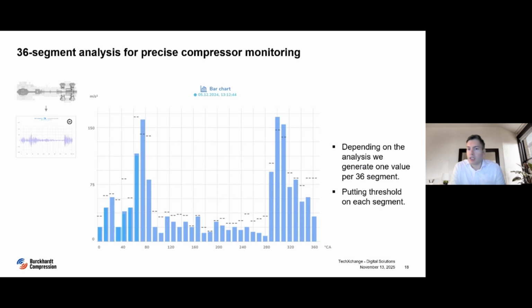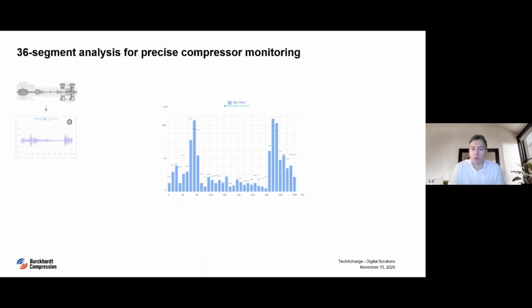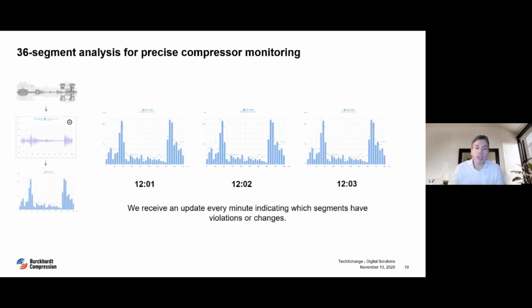And we are using techniques like RMS, root mean square, or zero to peak to extract meaningful values from the raw signals. This makes it possible to define different thresholds for each segment, enabling precise detection of abnormal behavior at a specific point in the compressor revolution. Here you see we get every minute an update showing whether any segment threshold has been violated or not. While this gives you a quick snapshot, it doesn't always show you how things evolve over time.